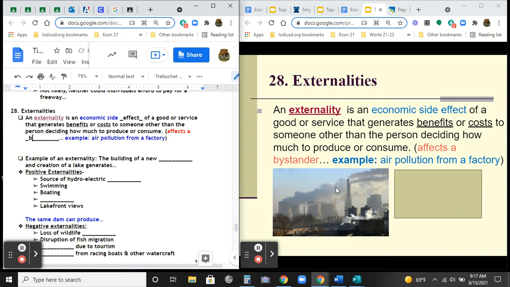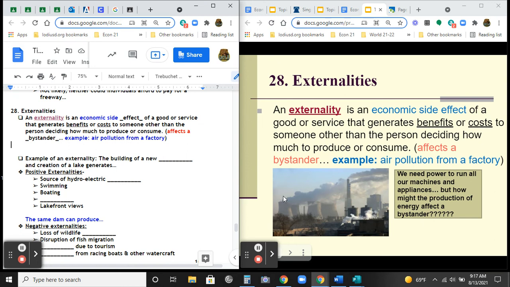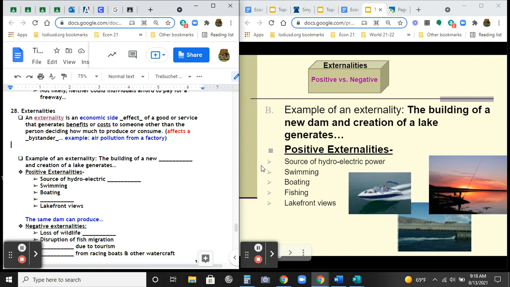So think of externality as how is the bystander, the not intended recipient, affected from this particular thing. Like we do need power to run all our machines and appliances, but how might the production of energy affect the bystander? It could impact them negatively with pollution. Then again, you could make them go green, but that would increase the cost by making them bring in solar power, wind power, hydroelectric power, whatnot, as part of their new business.